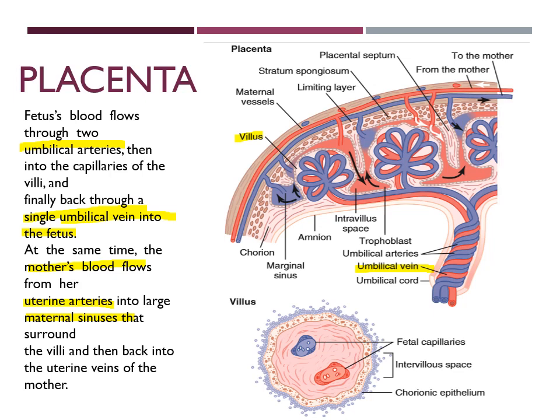And the sinuses will be surrounded by the villi, of course, to facilitate the exchange between the maternal sinuses and the fetal villi. And then the maternal vessels will go back through the maternal uterine veins. So the exchange processes take place via diffusion, very similar to what happens in the pulmonary capillaries and in any capillary beds in our bodies.